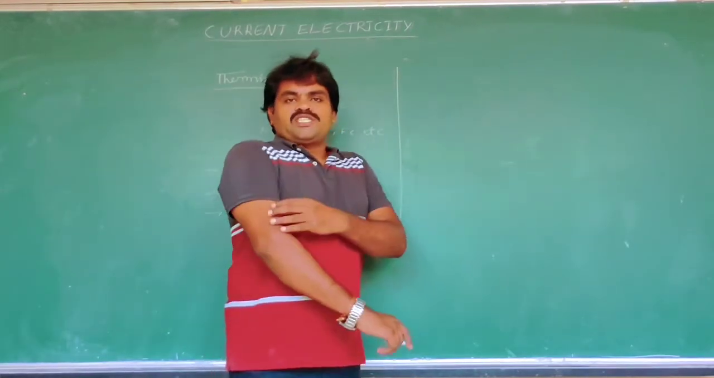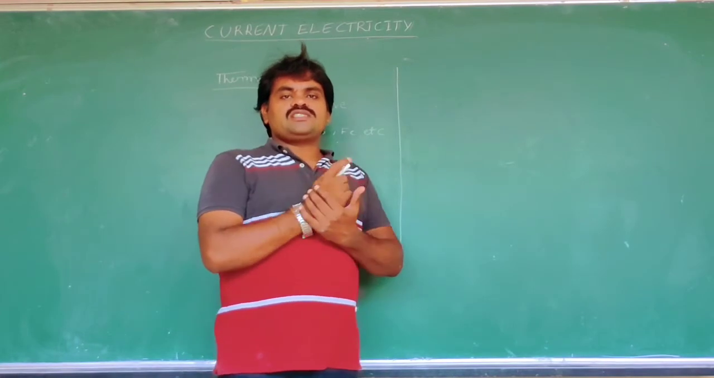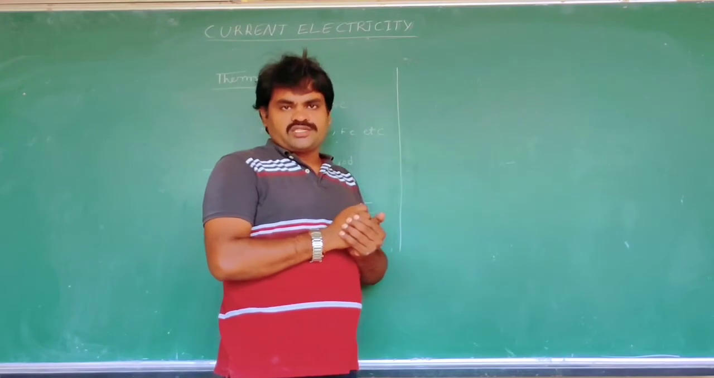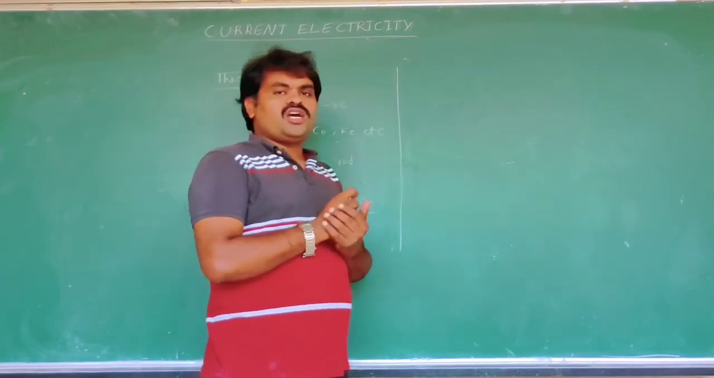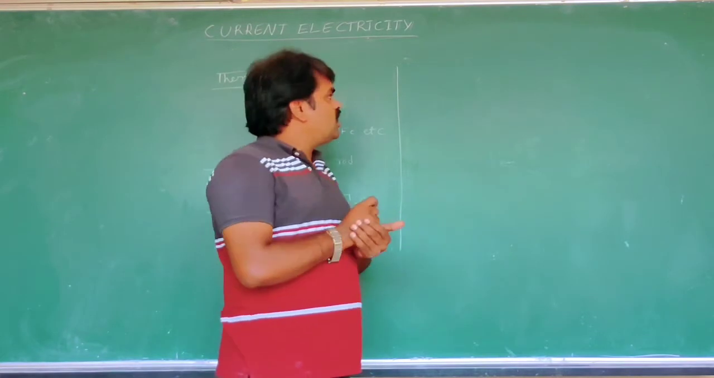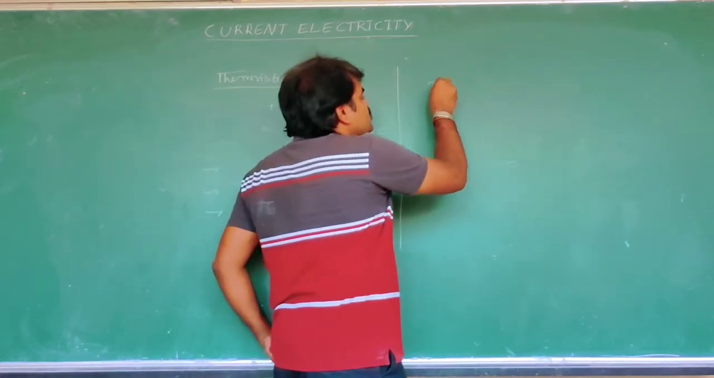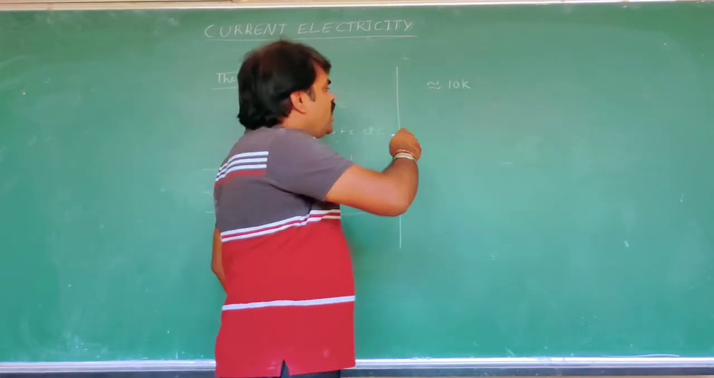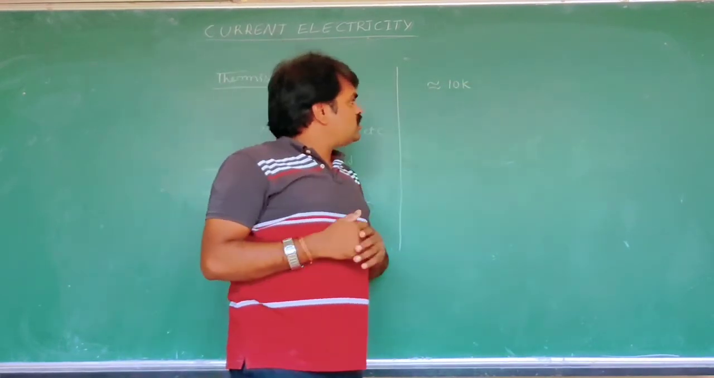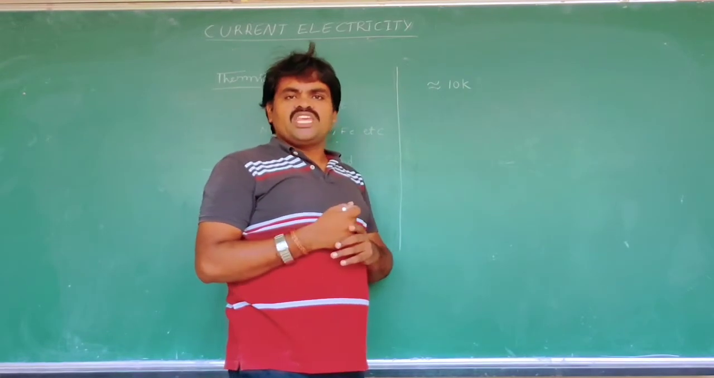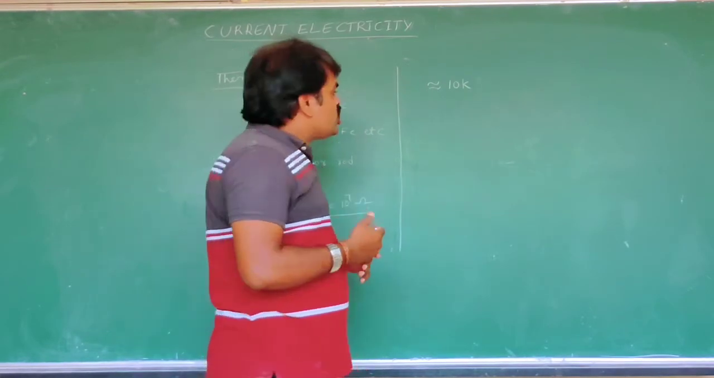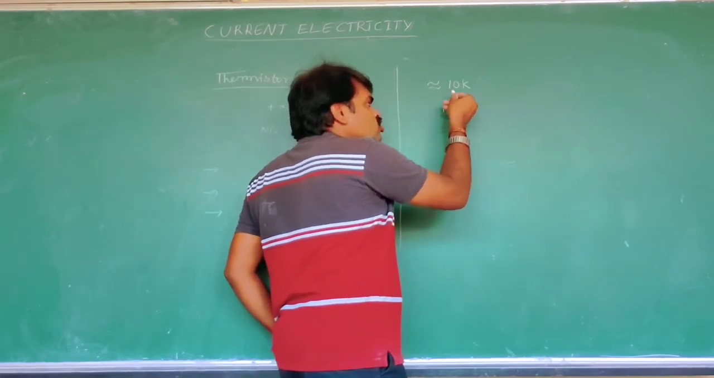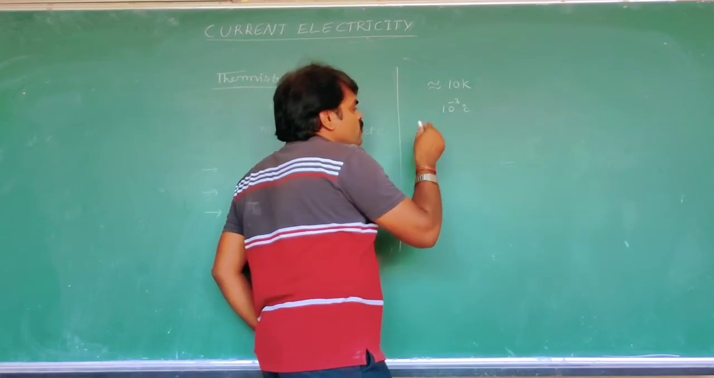Important applications of thermistors. Thermistors are used to detect small changes of temperature and to measure temperatures that are very low, in the order of 10 kelvins. A typical thermistor can easily measure a change of temperature as small as 10^-3 degrees Celsius.